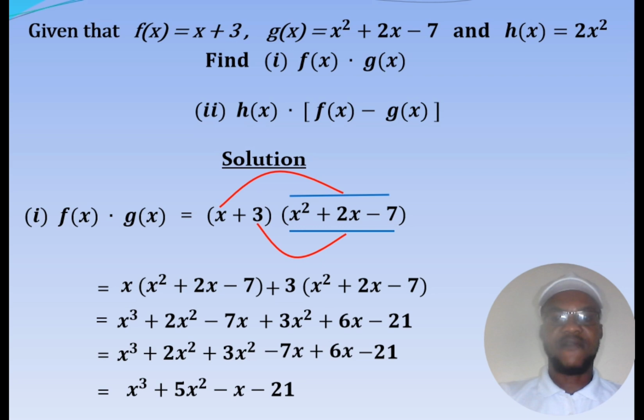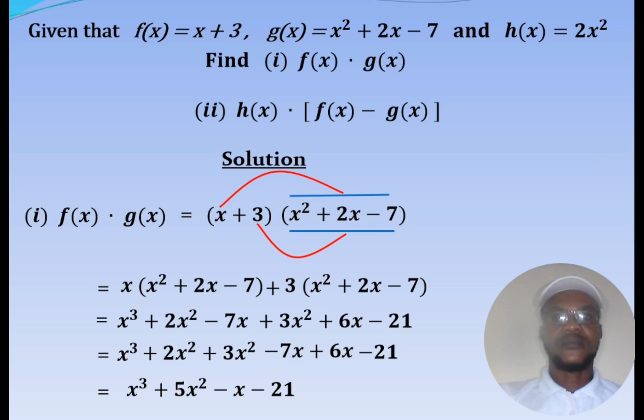Okay, so we have x cubed plus 5x squared minus x minus 21, and that gives us what? The product of f of x and g of x. So that's our answer. Alright, great.